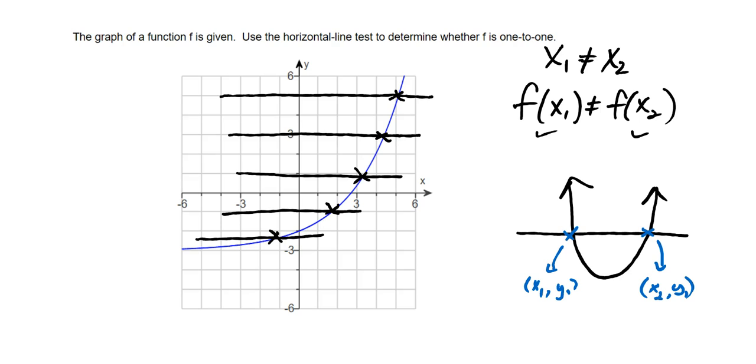So that violates the definition of one-to-one, where if the x's are different, the y's should be different. So when we do the horizontal line test, if something is going to be one-to-one, we should only have one place where that horizontal line is crossing the graph. So for this example, the horizontal line test passes, and this graph is a one-to-one function.